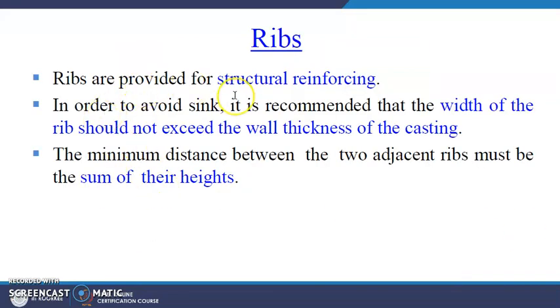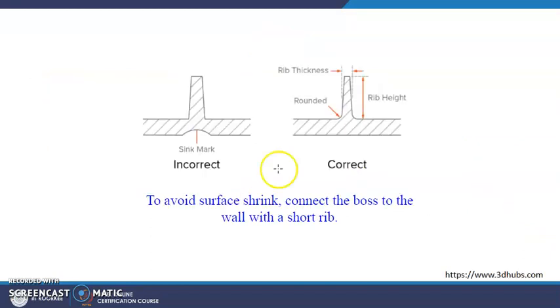Ribs are provided for structural reinforcing, so you have to provide the ribs. The minimum distance between two adjacent ribs must be the sum of their heights. These are the things you have to maintain whenever you are designing for die casting. This is the incorrect way, and this is the correct way of providing ribs. To avoid surface shrink, connect the boss to the wall with a short rib.